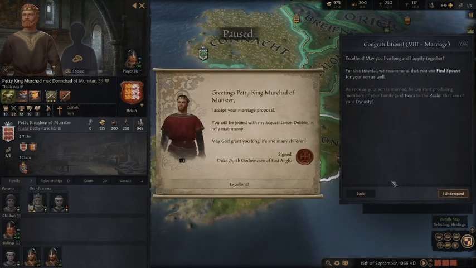Excellent. And may you live long and happily together. For this tutorial, we recommend that you use Find Spouse for your son as well.